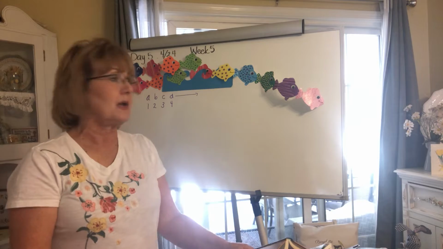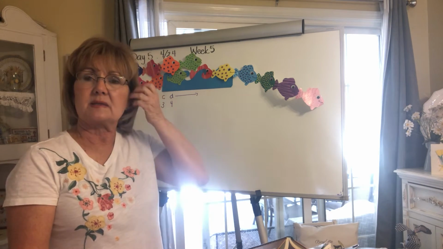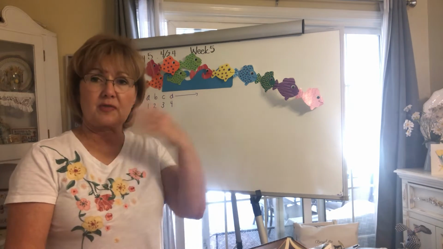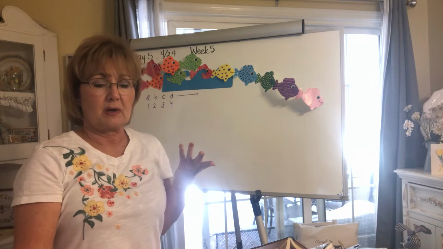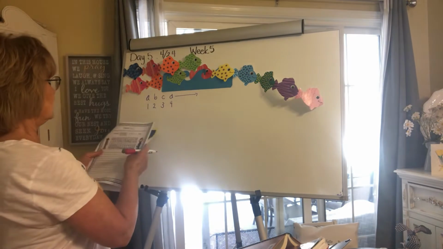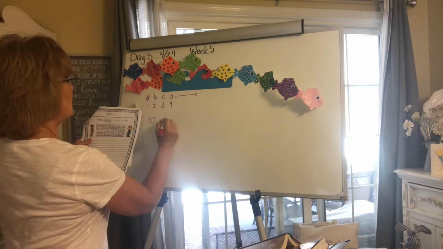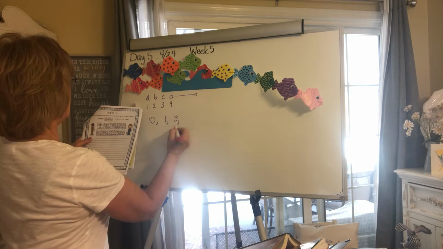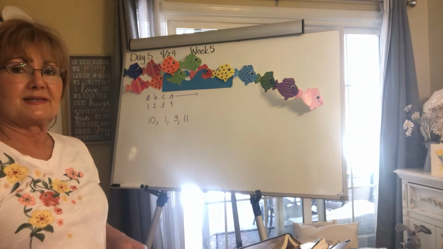So you're going to be writing in code what you've liked so far. You can write it in story form, in sentences. If that seems a little too difficult for you, you can just choose some of your favorite things, like Jack, the dog. What would that be? That would be 10, comma, 1, comma, 3, comma, 11. And that would be J-A-C-K.